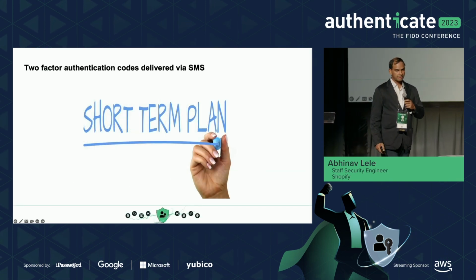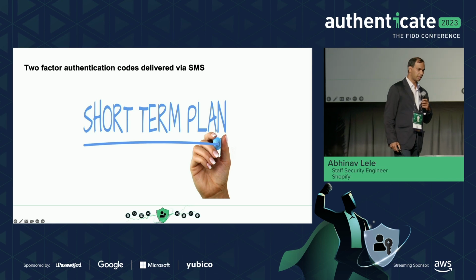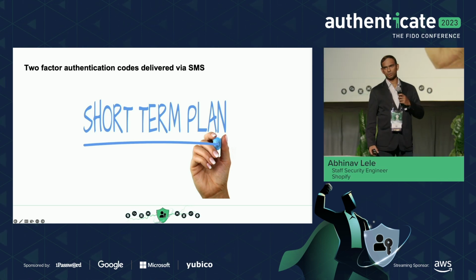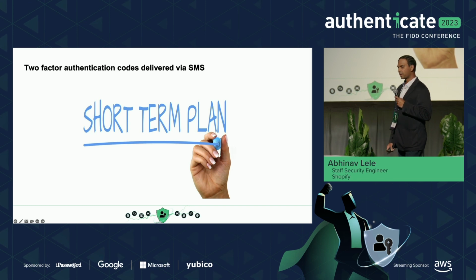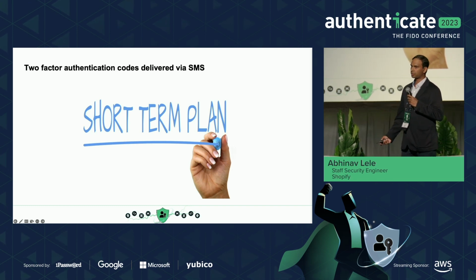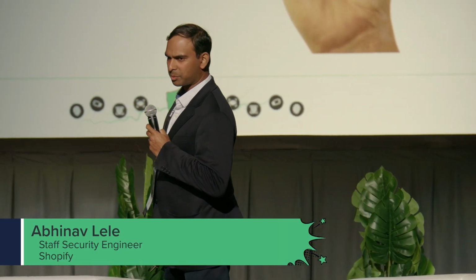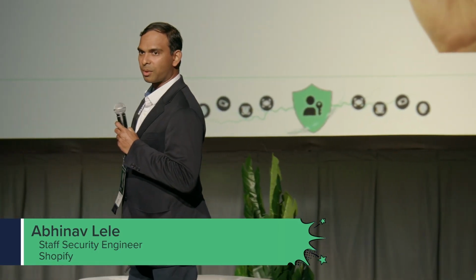So let's say you are building a new service, and you have accounts. You just have usernames and passwords to begin with, and you want to introduce 2-factor. So what do you think? You look at other people, what do they have? And you find out, yeah, SMS is the best one, right? Everybody uses it, so it must be great. So that's how our short-term plan begins.